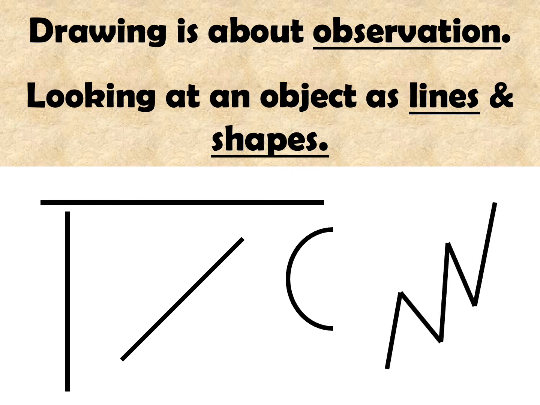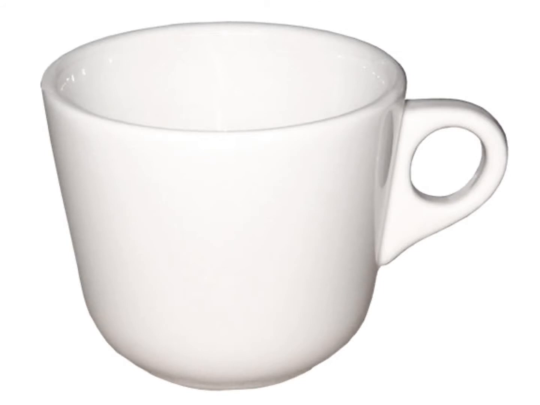Zigzag is made up basically of horizontal, vertical, and diagonal lines. Here's a coffee cup. Let's see how simple lines and shapes can make up this simple cup.